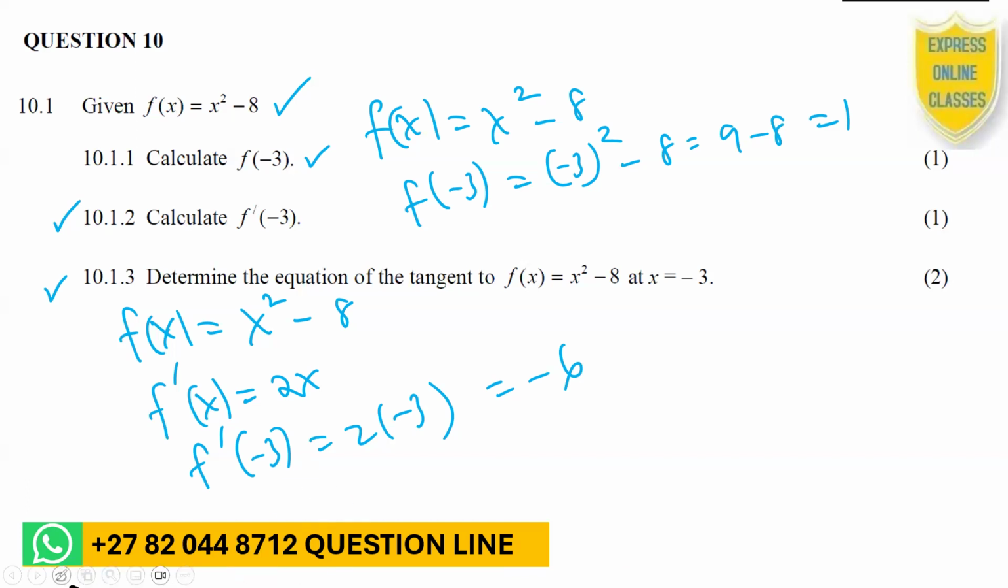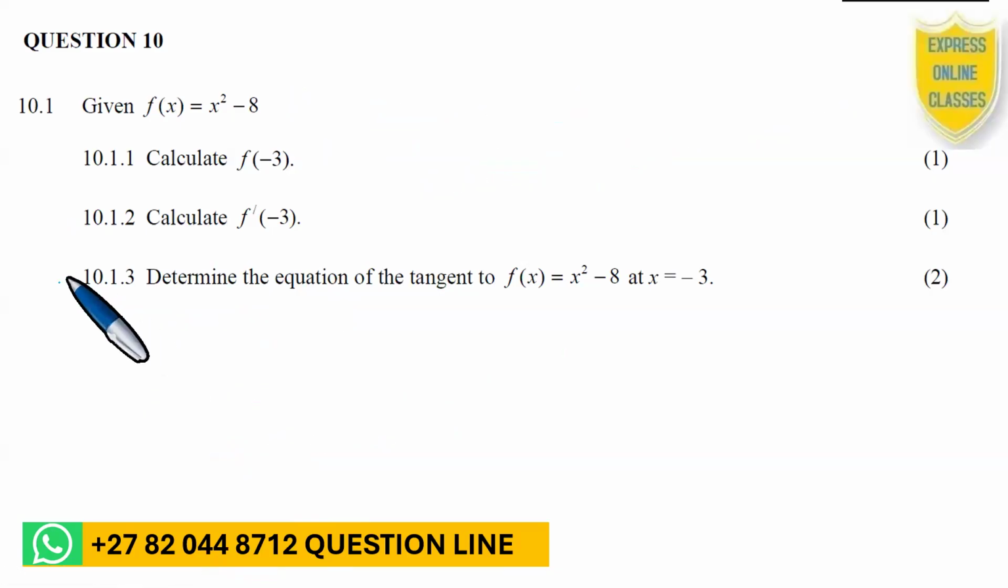Okay, so now determine the equation of the tangent to f of x equals this at x equals minus 3. Right, so we try more and see what we can do there. For the equation of the tangent, you must find the slope.